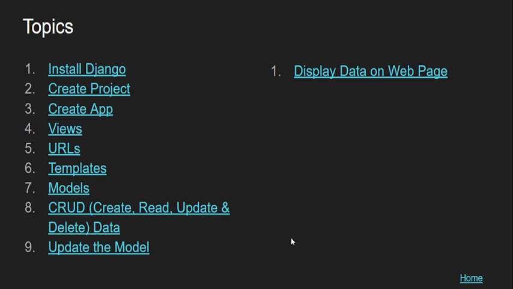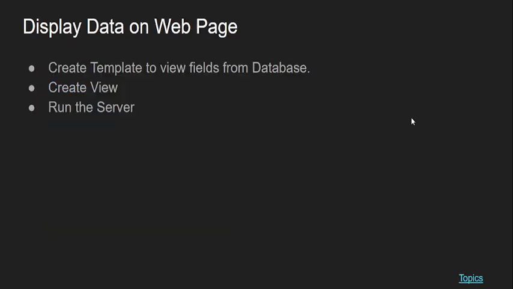So today we are going to talk about the second part of it, in which we are talking about displaying data on the web page. Till now we have been doing everything on PyCharm, or at the command prompt. We'll now be taking it to the next level, and we'll be working on the web page. These are the three steps that I'll be following today: create templates to view fields from a database, create a view, and then run the server.